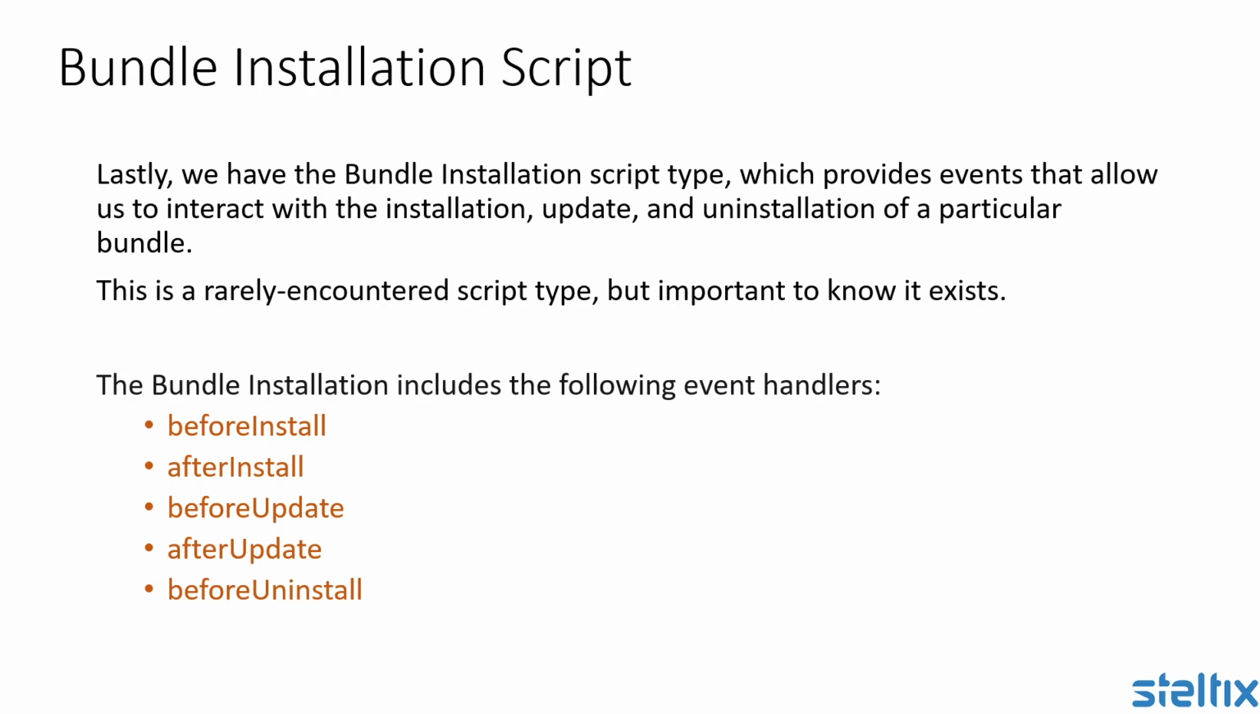You have an after install, a before update, an after update, and a before uninstall. So obviously a before uninstall, for example, could be you need to remove certain records before you uninstall the bundle. As I say, I don't foresee you using this on a regular basis, but it is important to know that this is available to you should you be building bundles.